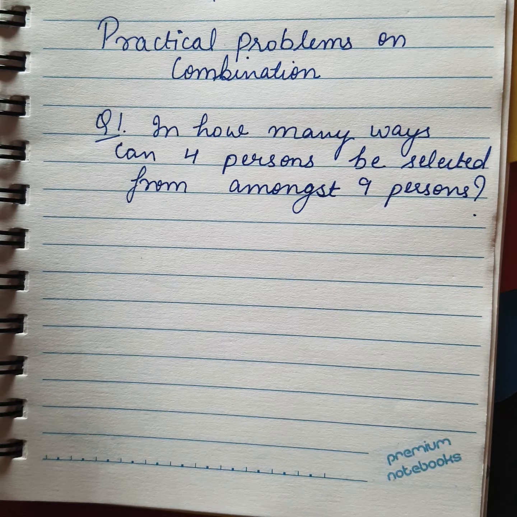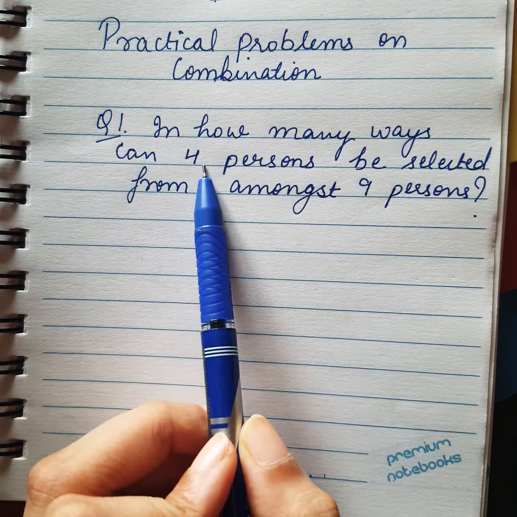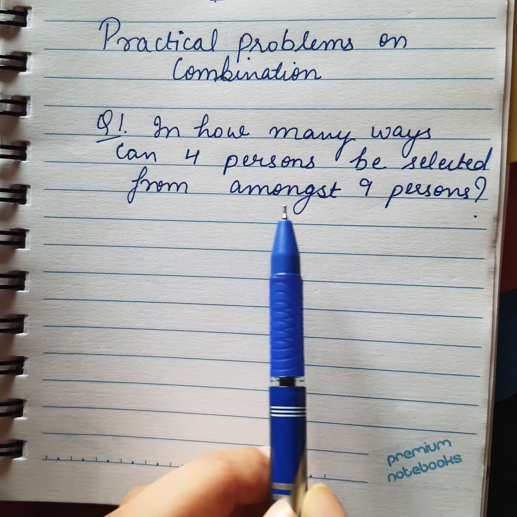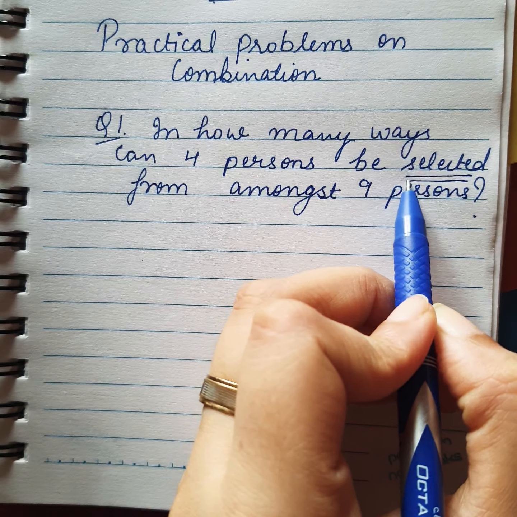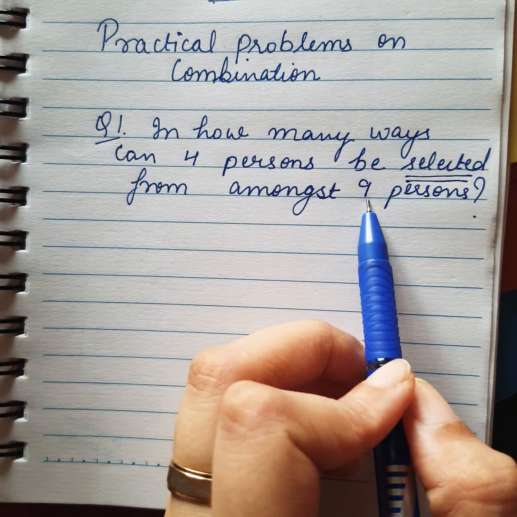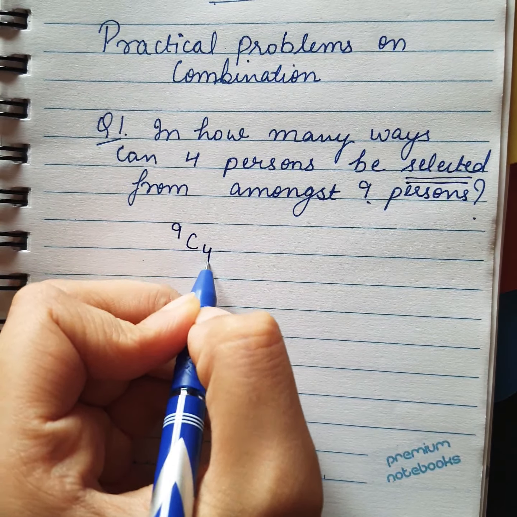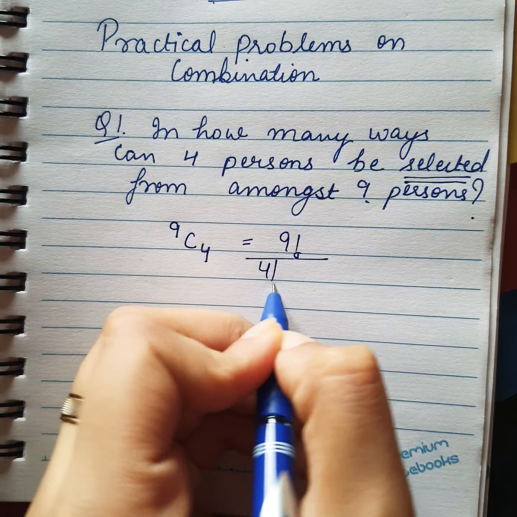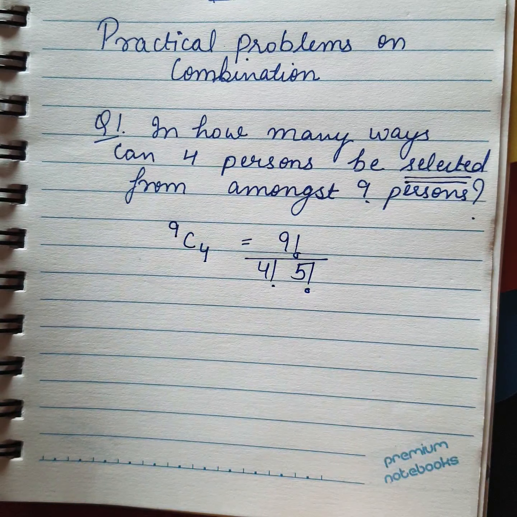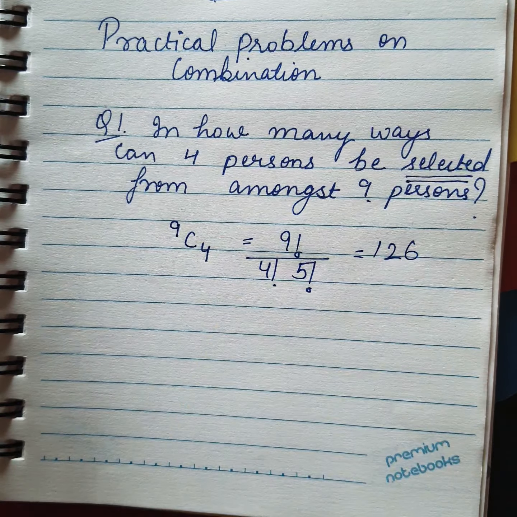Now next we have practical problems on combination. For example, in how many ways can 4 persons be selected from amongst 9 persons? Here we are dealing only with the selection, so we have to select 4 persons from 9 persons. So 9C4. Applying the formula, 9 factorial upon 4 factorial into (9 minus 4) factorial, 5 factorial. We will solve and get 126 possible combinations.